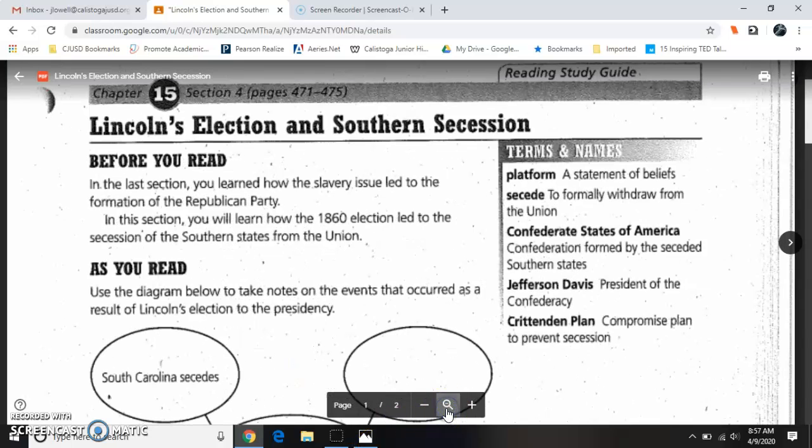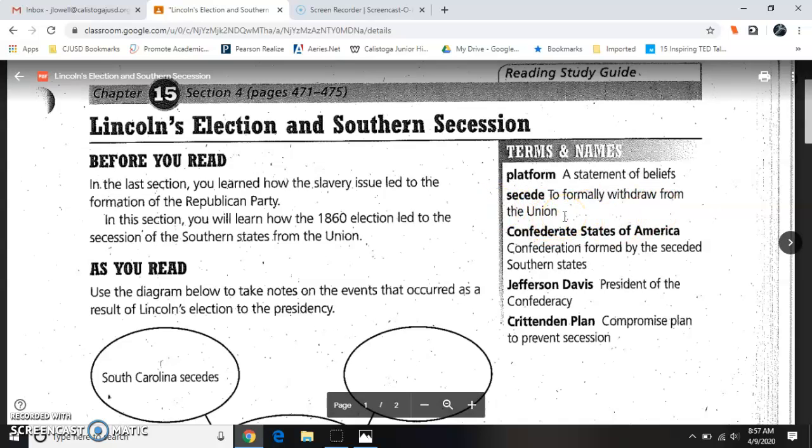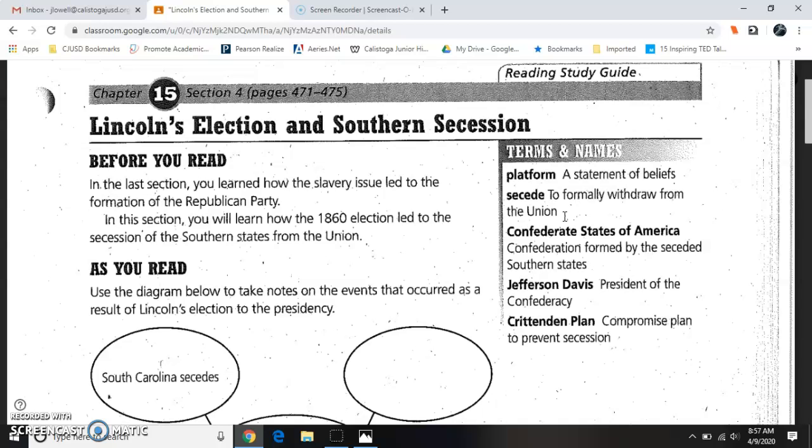Today's reading is titled Lincoln's Election and Southern Secession. As it says up here, you're going to learn how the 1860 election led to the secession of the southern states from the Union. Please say that word, secession. Secession goes along with one of our vocabulary terms, secede, to formally withdraw from the Union. States are going to say, hey, I'm no longer a part of the United States. So secession is the process of states leaving the Union.